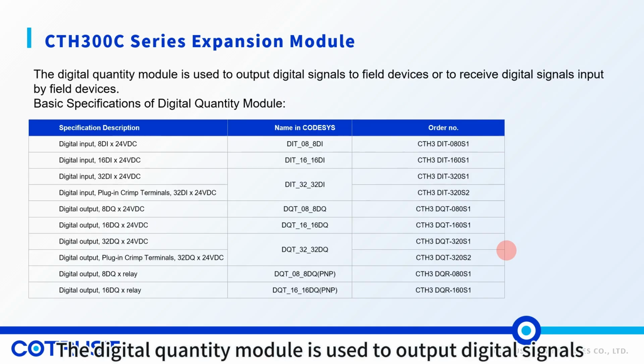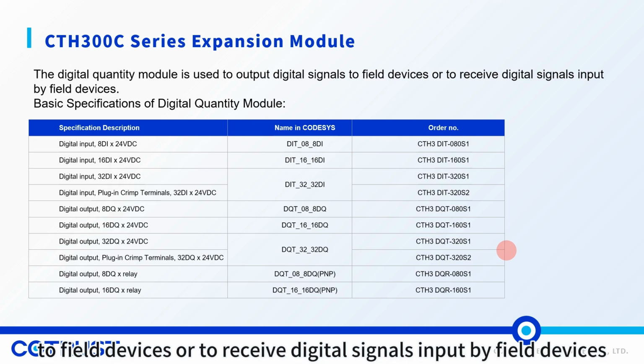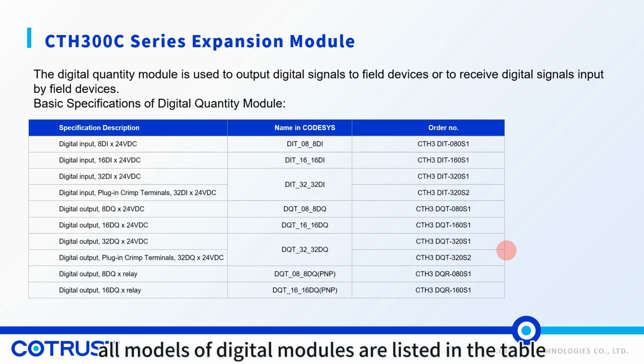The digital quantity module is used to output digital signals to field devices or to receive digital signals input by field devices. All models of digital modules are listed in the table.